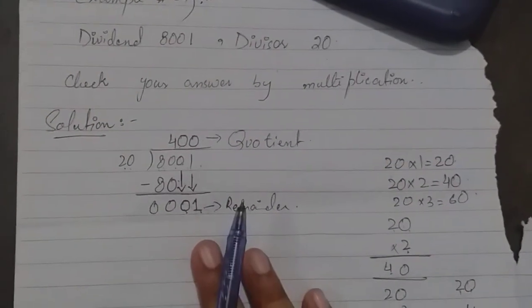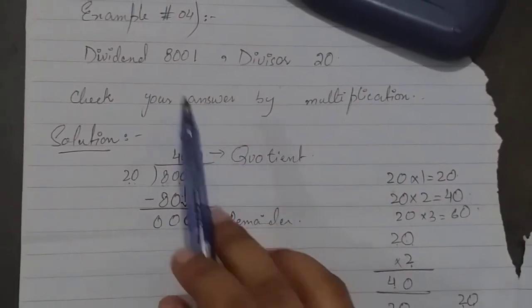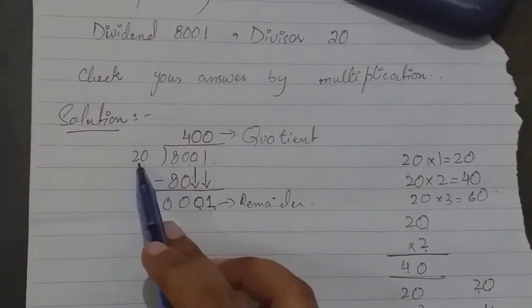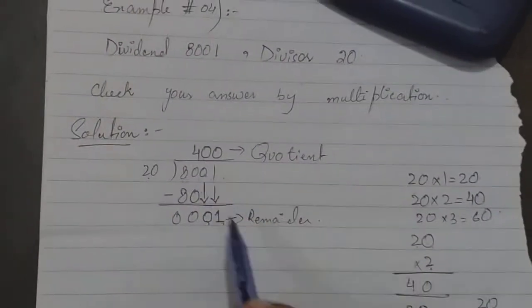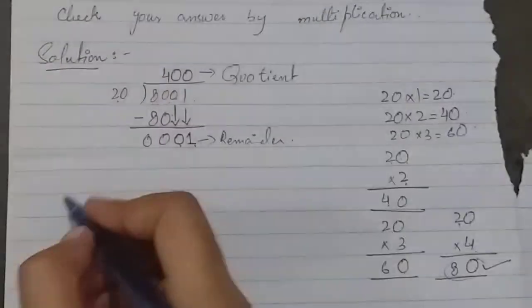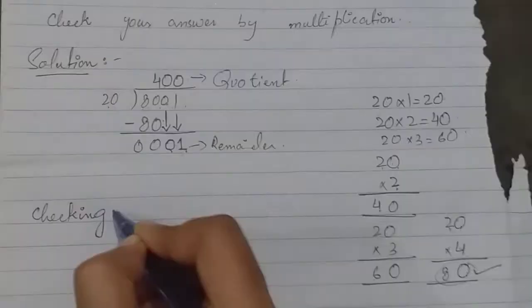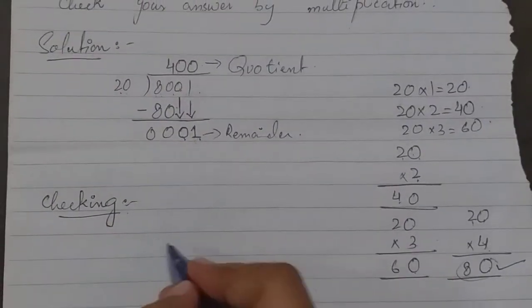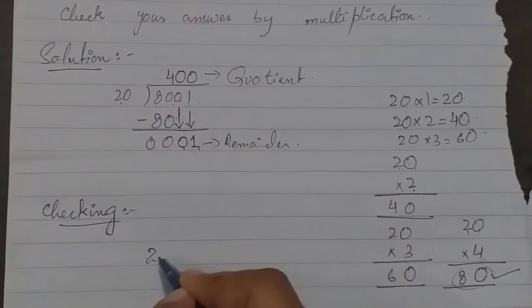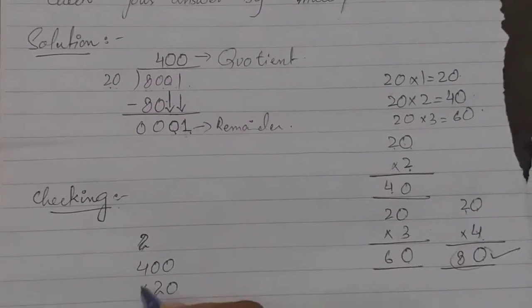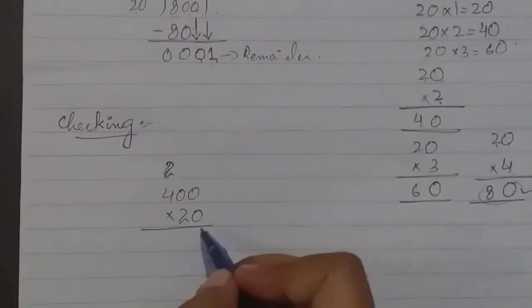Okay, we have done our division process. Now what we have to do, we have to check our answer by multiplication. Again, we will multiply the divisor with the quotient, and then we will add the remainder. Now for the checking or for the verification, you will multiply the quotient by your divisor, and then we will add the remainder.